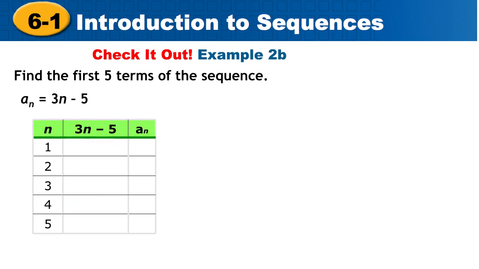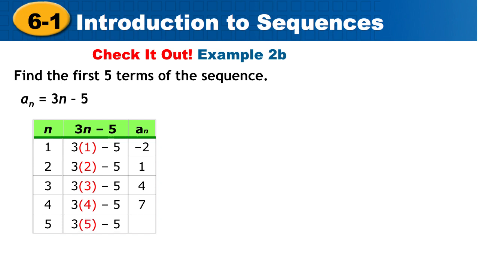And one more question. The formula is given. Similarly, we're asked to find the first 5 terms. So substitute 1 for n. 3 times 1 minus 5, which is negative 2. Plug in 2: 3 times 2 minus 5, which is 1. Plug in 3: 3 times 3 minus 5, which is 4. Replace n by 4: 3 times 4 minus 5, which is 7, and substitute 5 for n: 3 times 5 minus 5, which gives you 10. I think these questions are enough in order to understand the explicit formula.